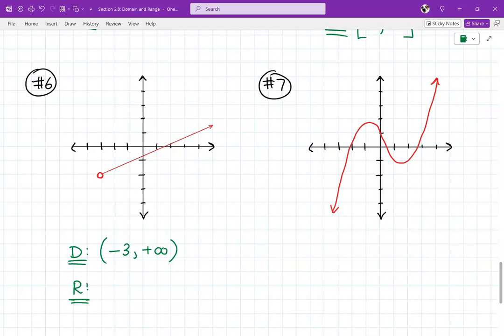There's my domain. Range, how low does it go? -2. Should I include it? No, right? There's an empty circle right here, right? So I don't want to include that. And how high? Thank you. Positive infinity, right? So there you go. There's my domain and range. Okay?